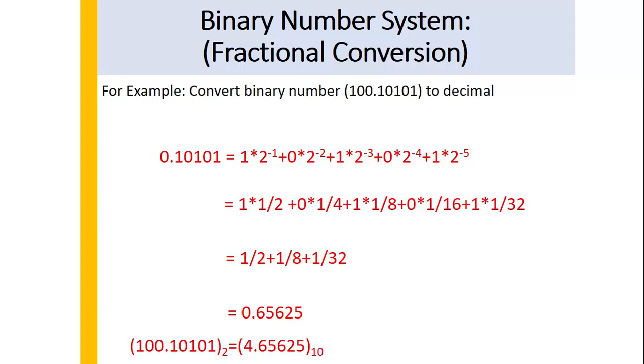Okay, so it equates to 1 into 1 by 2 plus 0 into 1 by 4 plus 1 into 1 by 8 plus 0 into 1 by 16 plus 1 into 1 by 32. Neglecting the 0 digits, we get 1 by 2 plus 1 by 8 plus 1 by 32. That becomes equal to 0.65625. Right. Therefore, finally, the decimal equivalent of 100.10101 is 4.65625.